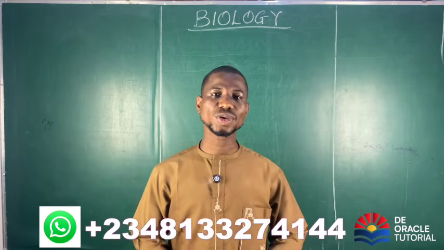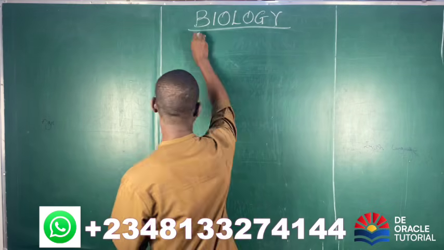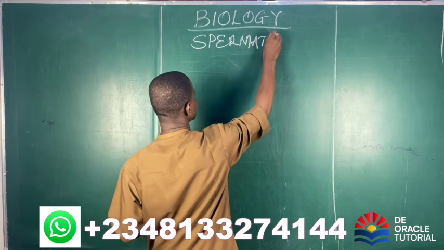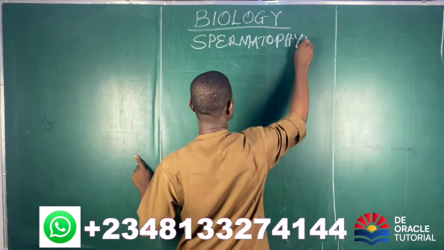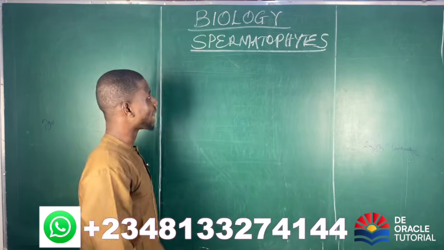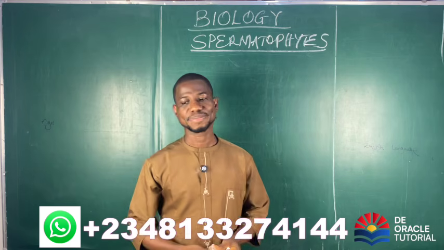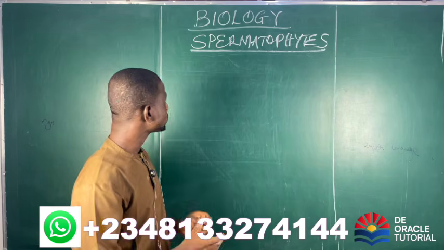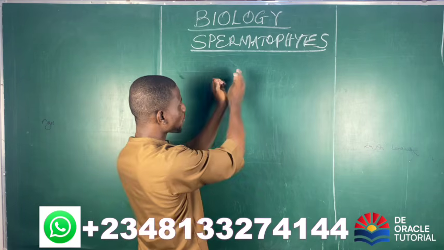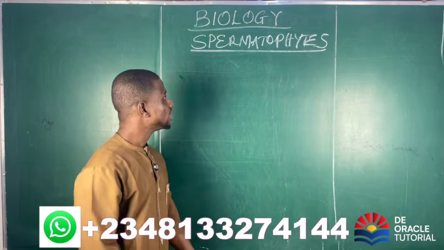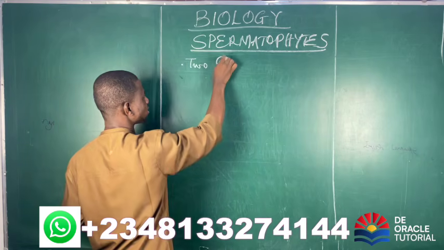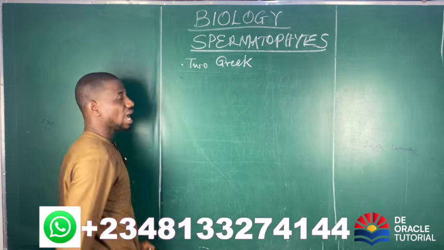In today's class, we're going to look into spermatophytes. S-P-E-R-M-A-T-O-P-H-Y-T-E, spermatophytes. The plural form, spermatophytes. Are you with me? Now, if you notice, we have two different words here. We have sperma, the first part. We have phyte, the second part. So, this term spermatophyte is gotten from two Greek words. Two what? Greek words. And what are they?